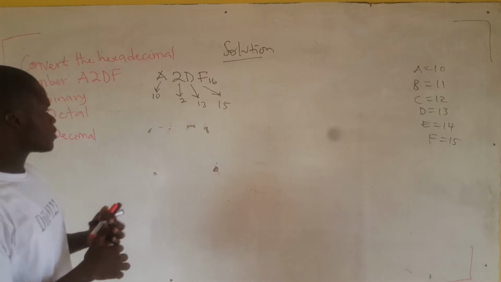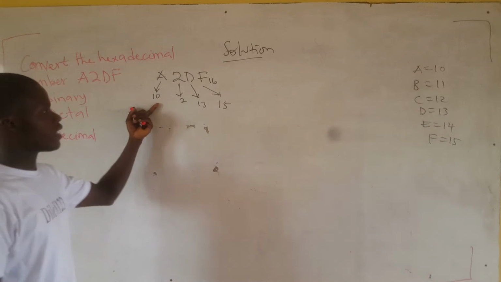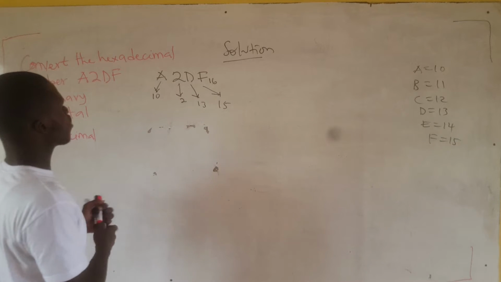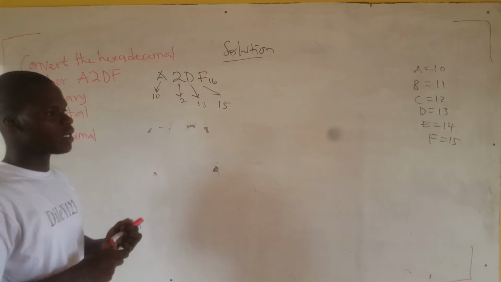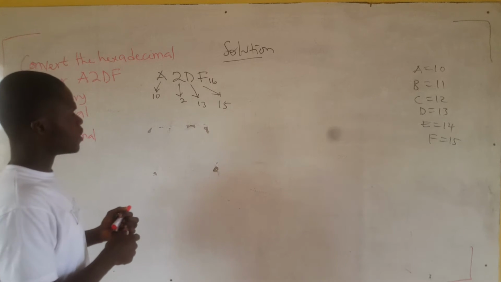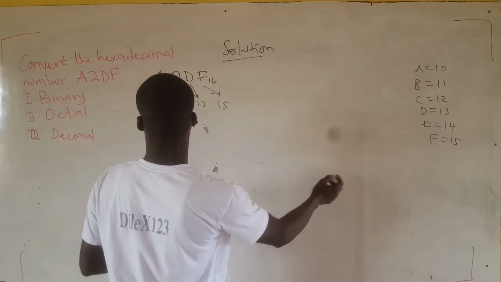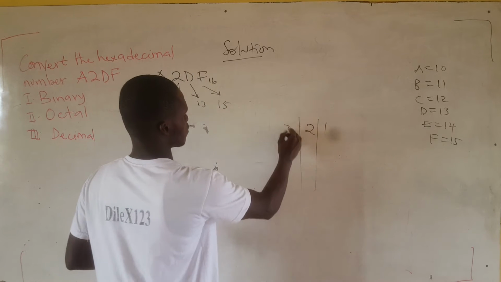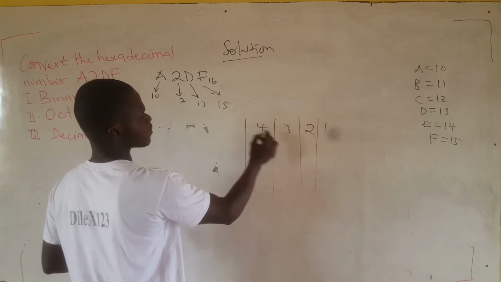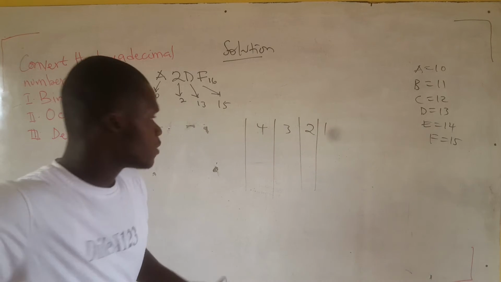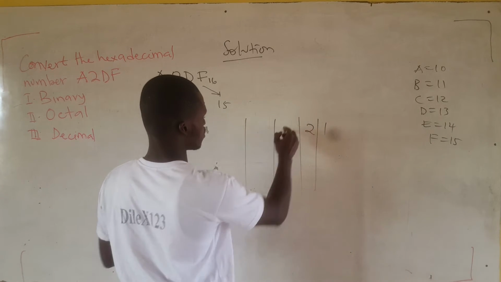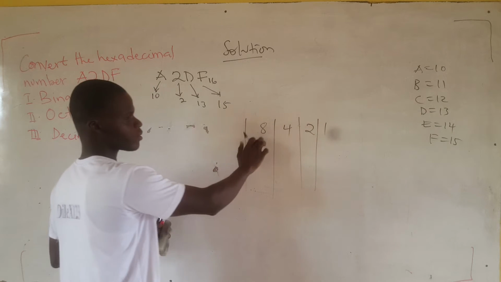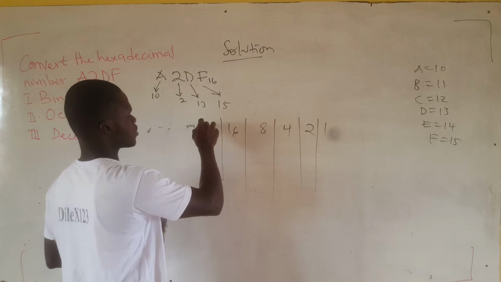Now we have to convert these numbers to base 2, that's binary. So how do we convert 10 to base 2? There's a table we can write. We have 1, 2, 4, 8. You just keep multiplying by 2. 2 times 2 is 4, 4 times 2 is 8, 8 times 2 is 16, 16 times 2 is 32.